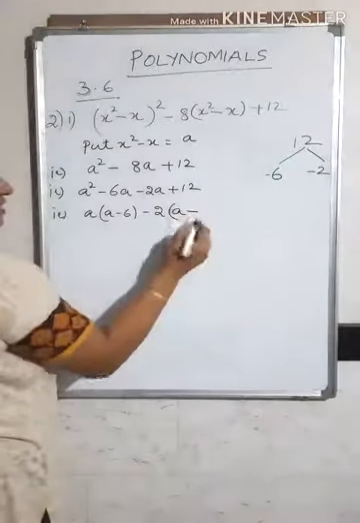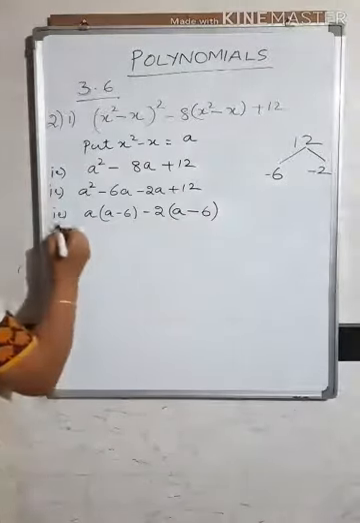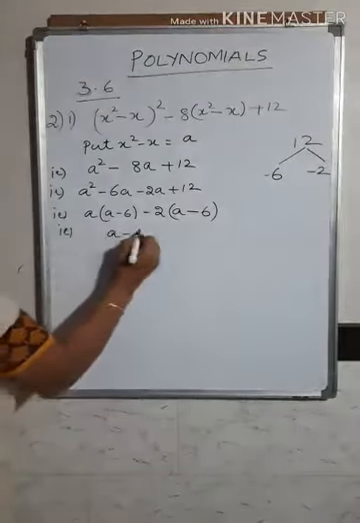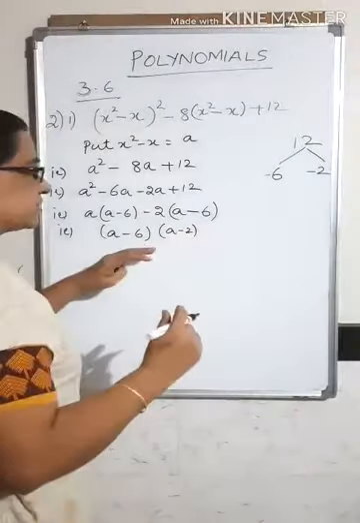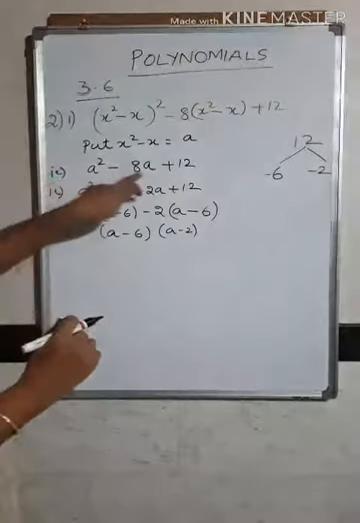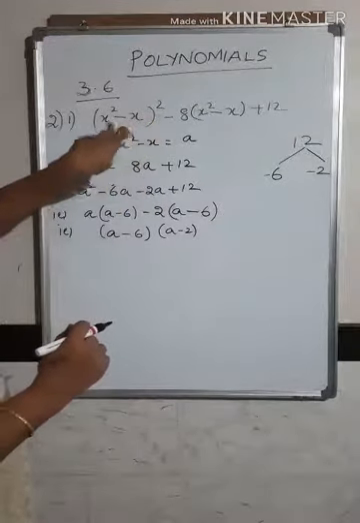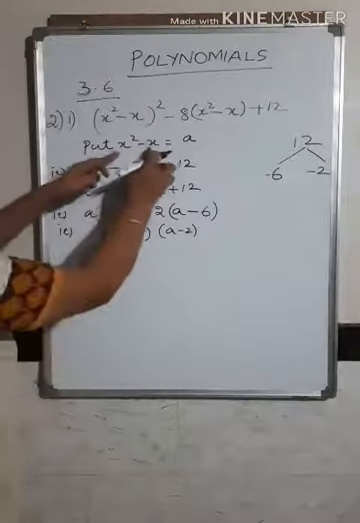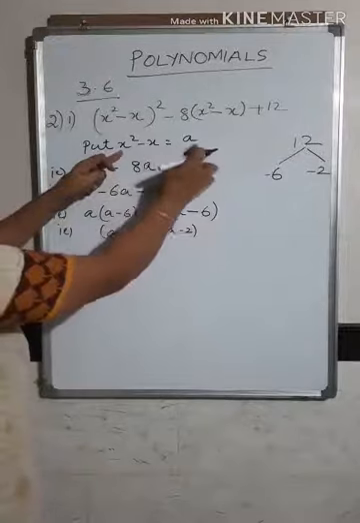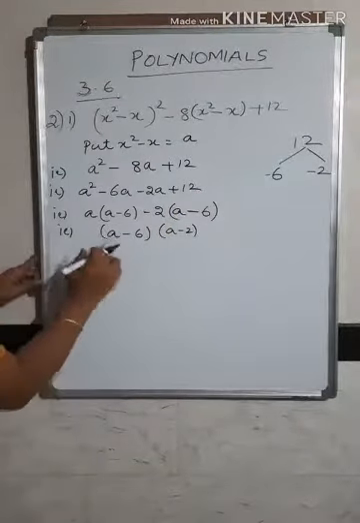So you will get it as minus, and 2 sixes are 12, so you will get it as a minus 6. So this can further be written as (a minus 6) into (a minus 2). So this completes the factorization of this polynomial, this expression. But this given expression is in terms of the variable x. So what you have to do is, what is the expression you have taken here as a, replace it by the value.